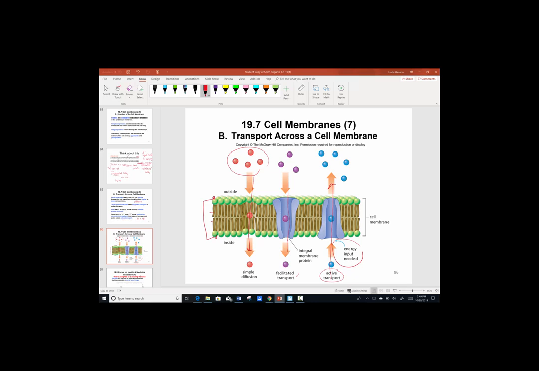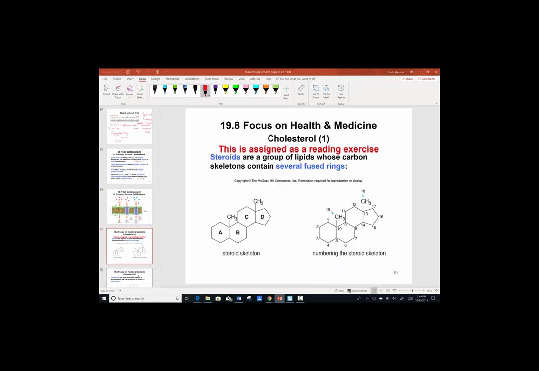Great work with our talk today about phospholipids. The rest of your chapter is now assigned as a reading exercise. In your section 8, if you'll allow me to just preview, section 8, you're going to focus on health and medicine, specifically the cholesterol molecule.